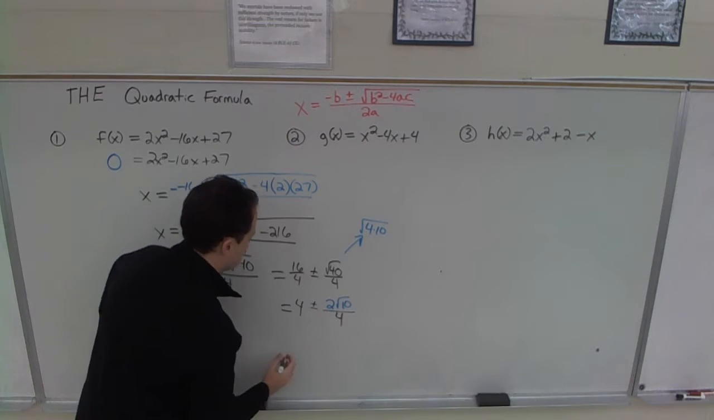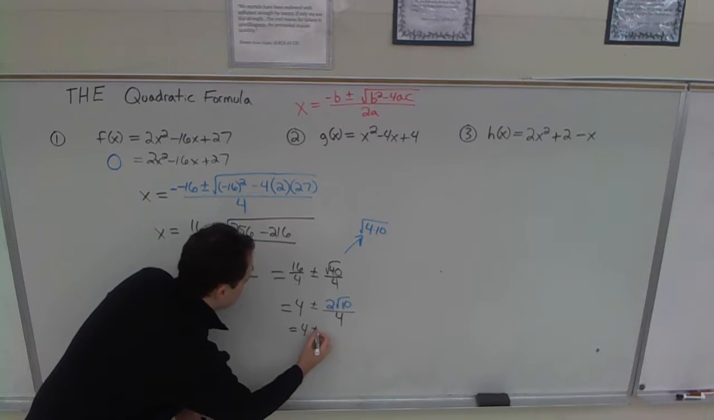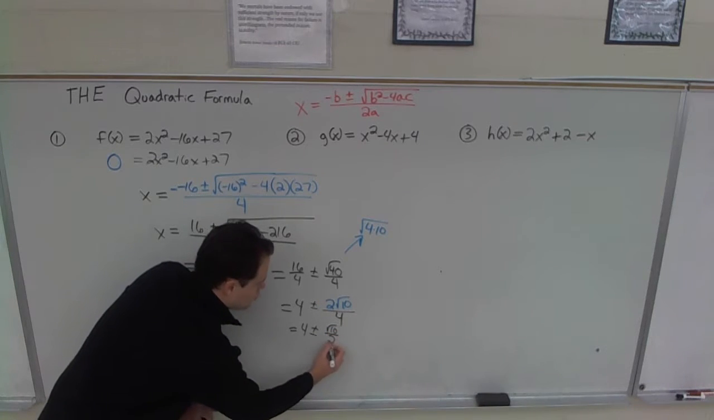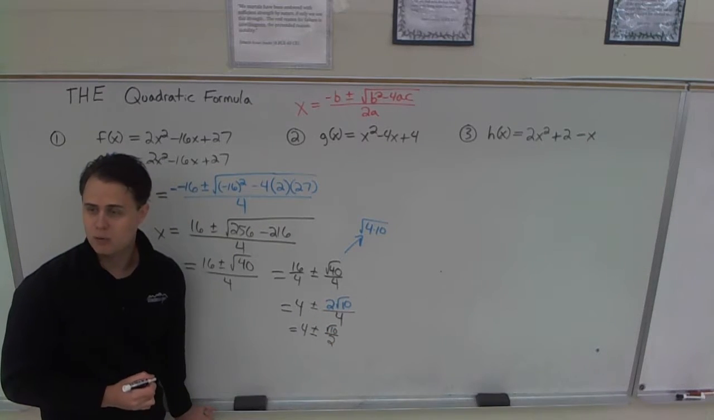And now I've got my 4. So the final answer here is 4 plus or minus root 10 over 2, or 1/2 root 10. You could write it that way as well.